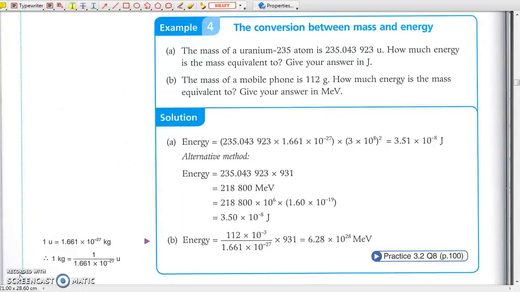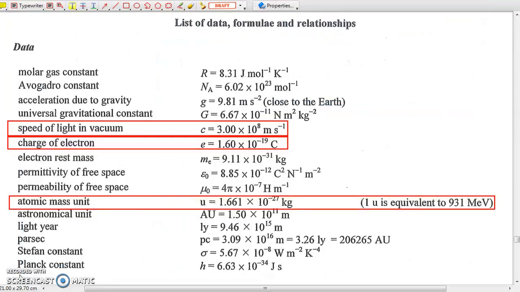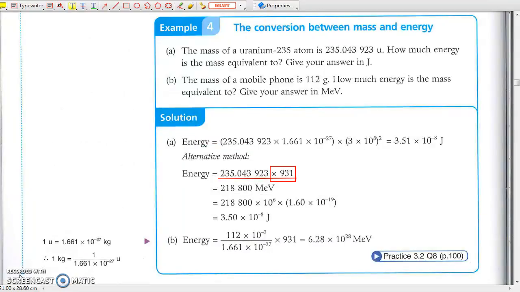Example 4. The conversion between mass and energy. In the examination paper, you will be given the value of u, the electron charge e, and the speed of light c, and the formula sheet even reminds you 1 u equals 931 MeV. So you may interconvert mass and energy easily.